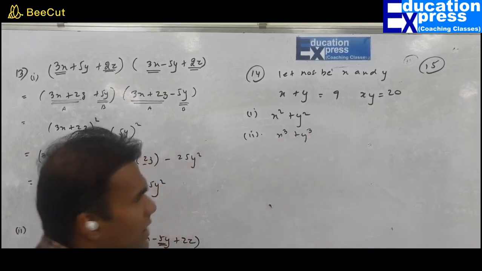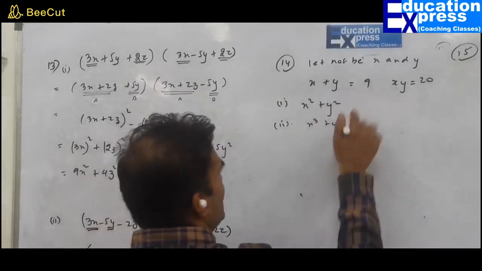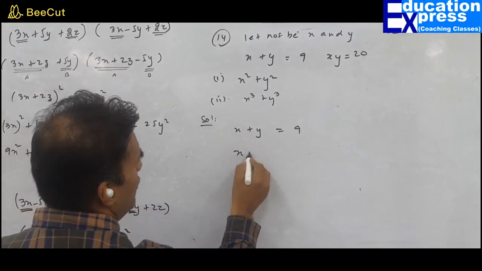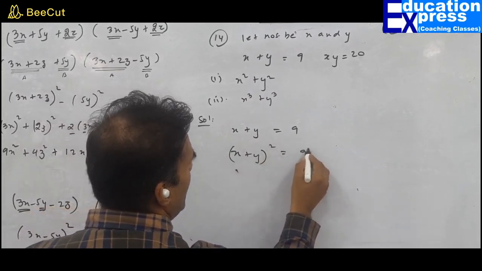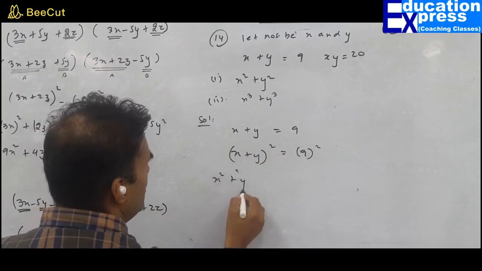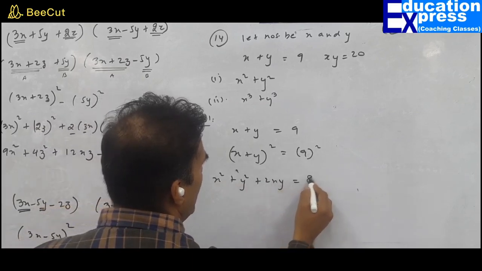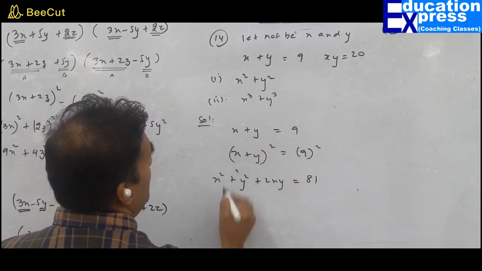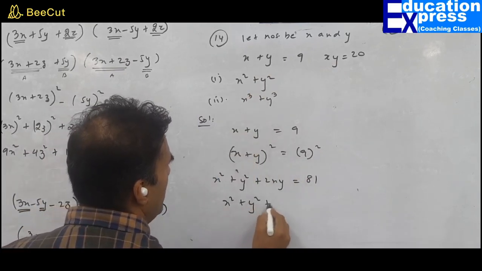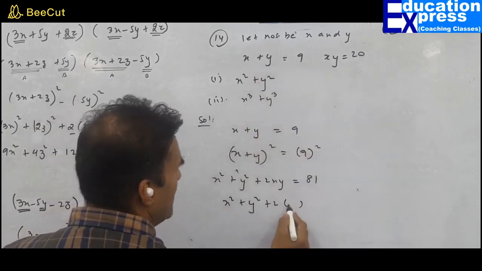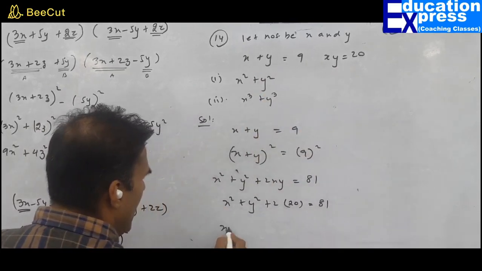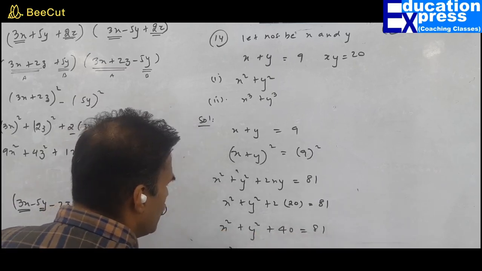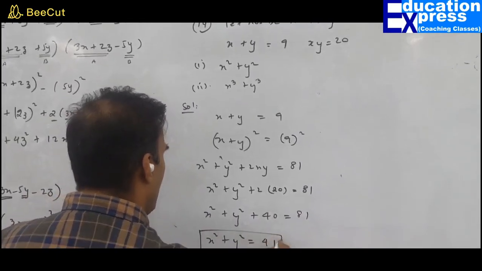Oh, this question seems to be a very simple one. Since x plus y is given and they are asking you for squares, x plus y equals 9. Taking square on both sides, x plus y the whole square would be 9 square. x square plus y square plus 2xy equals 81. Do we have the values? Have a look here. x square plus y square is what we have to find. What is the value of xy? 20. Substitute it. So you get x square plus y square plus 40 equals 81. That means x square plus y square will be 41.